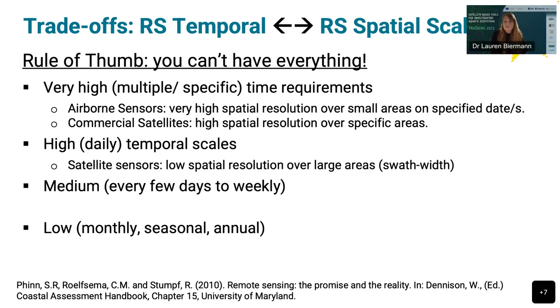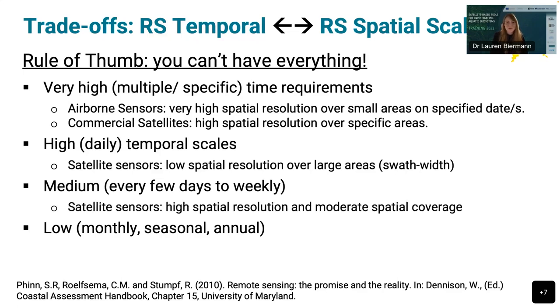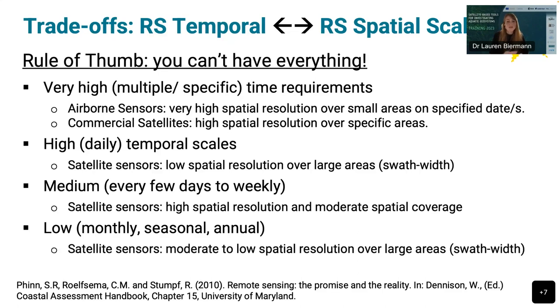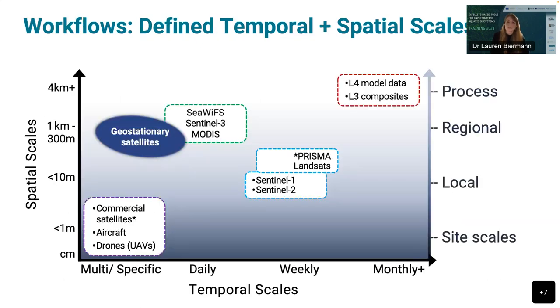If you need data every 2 to 5 days, so we're looking at maybe once a week to every couple of weeks, I think this is the sweet spot personally for me, for my work. You get to access high spatial resolution data with moderate spatial coverage, but you get the data every few days. And of course, if you only want to get an overview of what's happening on monthly, seasonal, or annual scales, then you have a better selection, but you tend to be looking at data at level 3 or level 4. And I'll explain a little bit more about what that means.